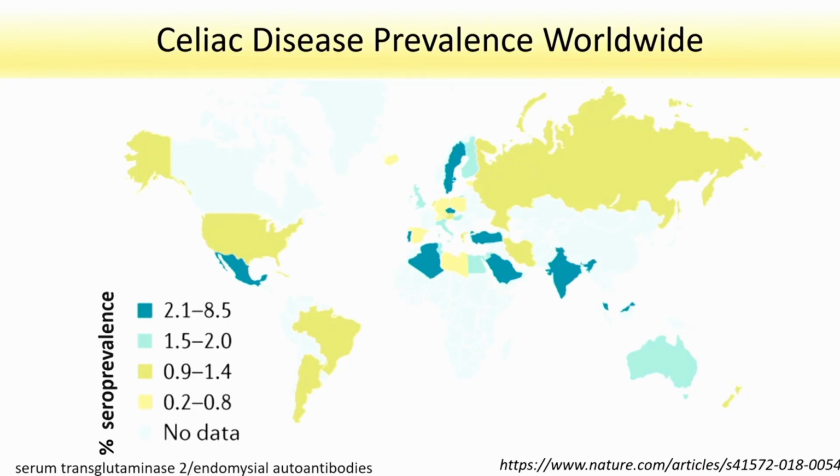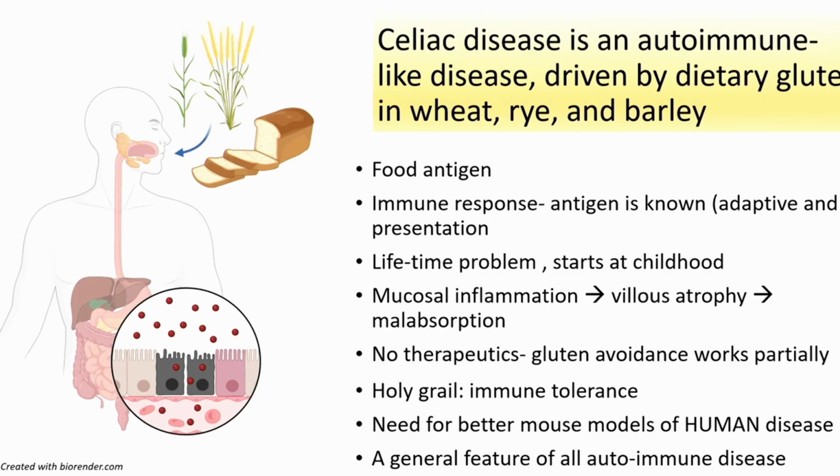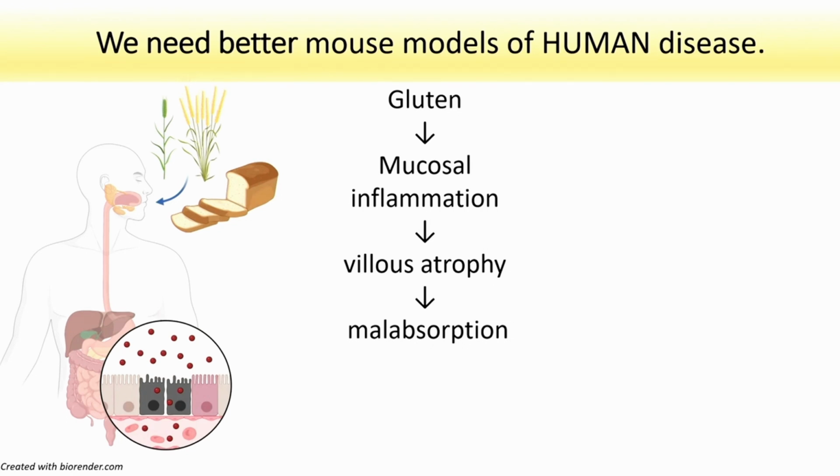Now, you all know that this disease is a disaster for the world. It's all over the place, and despite understanding what the trigger is, it's extremely hard to manage. And it's basically, as you've heard already, an autoimmune disease driven by the trigger of a dietary antigen, and so on and so on. I won't dwell on this because several people have covered it already. So I think everyone would agree that we need better mouse models of this human disease, in general and specifically for this disease.